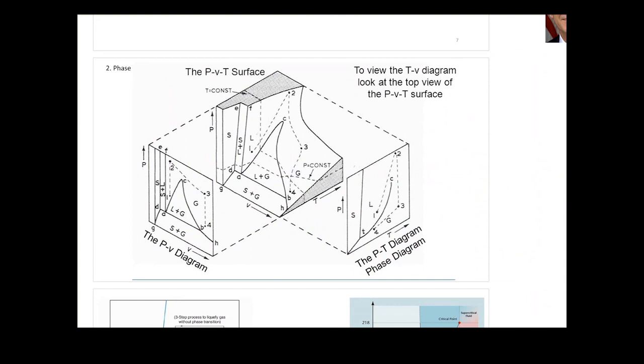Okay, so this is actually a phase diagram of a substance. On the previous slide, we were only talking about two phases, liquid and gas. Now we want to expand the idea to liquid, gas, and solid. We will go through this.